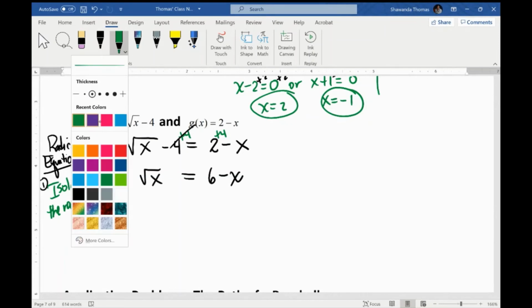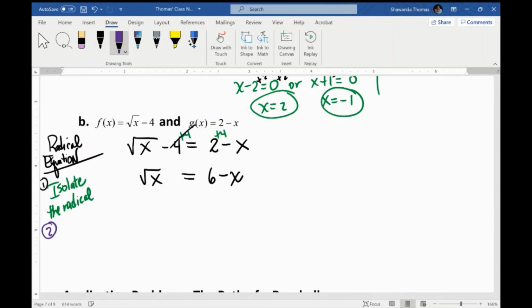Because I got a radical in my problem, how am I going to get rid of that? You have to get rid of the radical. You can square it on both sides. Yes. Square both sides. That's how we get rid of it. Square both sides. Now, if it was the cube root of x, what would you have done?